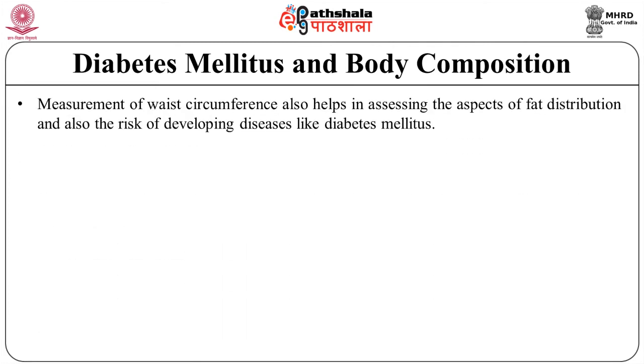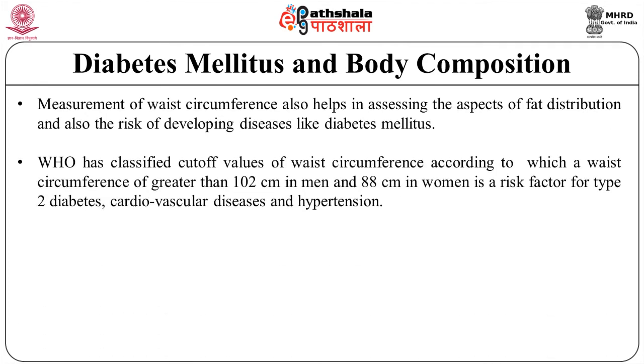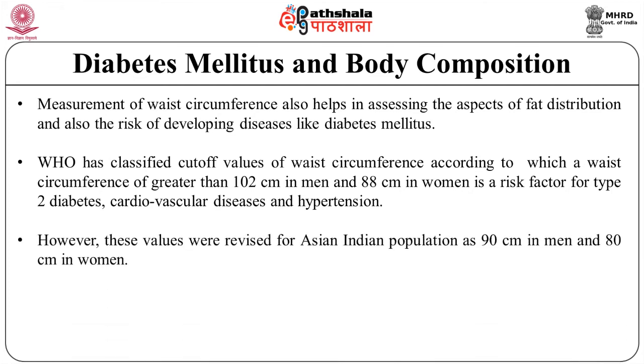Now, measurement of waist circumference also helps in assessing the aspect of fat distribution and also the risk of developing diseases like diabetes mellitus. WHO has classified cutoff values of waist circumference, according to which a waist circumference of greater than 102 cm in men and 88 cm in women is a risk factor for type 2 diabetes, cardiovascular disease and hypertension. However, these values were revised for the Asian Indian population as 90 centimeters in men and 80 centimeters in women.